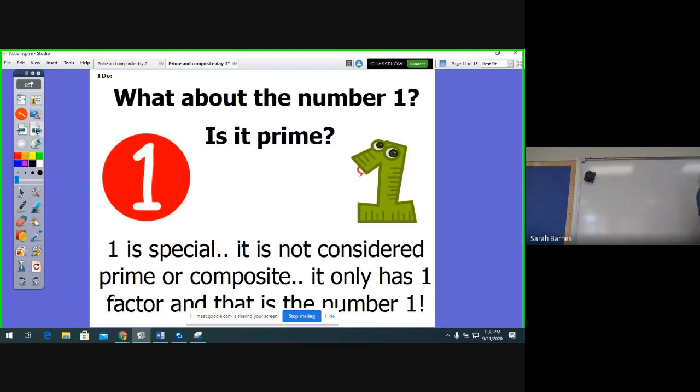Okay, so lots of you I know are thinking, but what about 1? Is it prime? 1 is special. It's not considered prime or composite. It only has one factor, and that is the number 1. It's a lonely number, the number 1. Okay, so now we're going to do some working on this together in our together work.